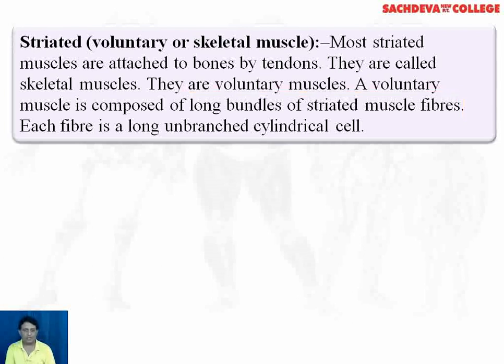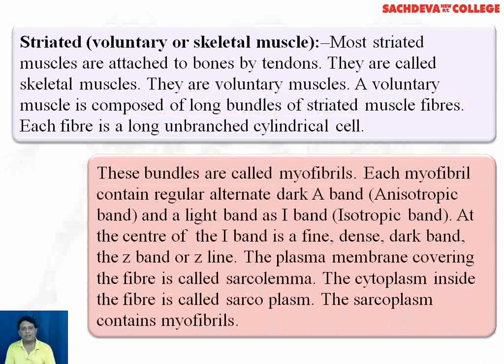Each fiber is a long, unbranched cylindrical cell. These bundles are called myofibrils. Each myofibril contains regular alternate dark or the A band and a light or the I band. At the center of the I band is a fine, dense, dark band called the Z band or the Z line. The plasma membrane covering the fiber is called the sarcolemma. The cytoplasm inside the fiber is called sarcoplasm.